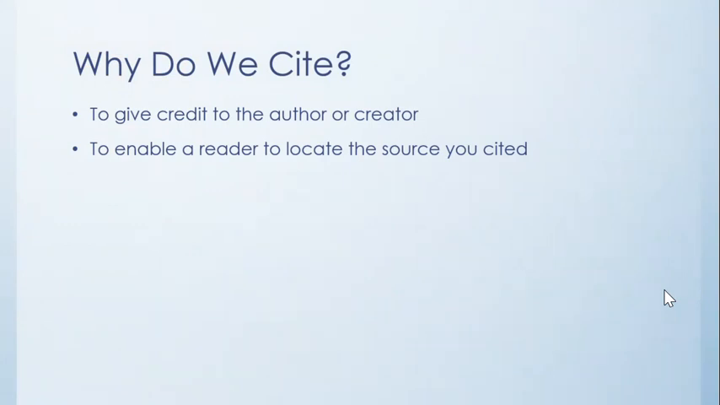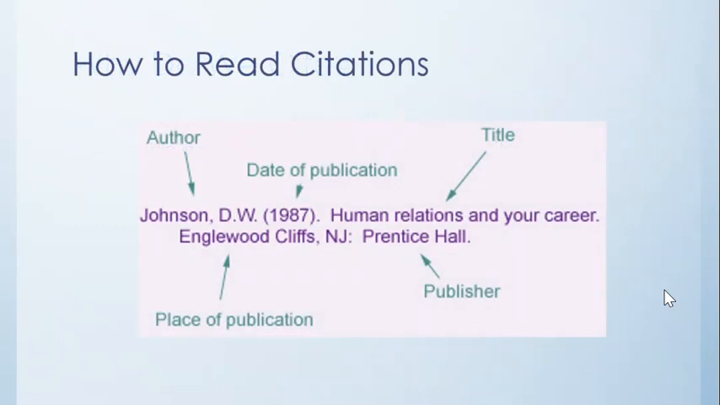When you're doing research in a database, you may sometimes find a citation of an article that is not available in full text in the database. Having that citation gives you all the information you need to locate that article on your own. Let's start by learning a little bit about how to read citations.